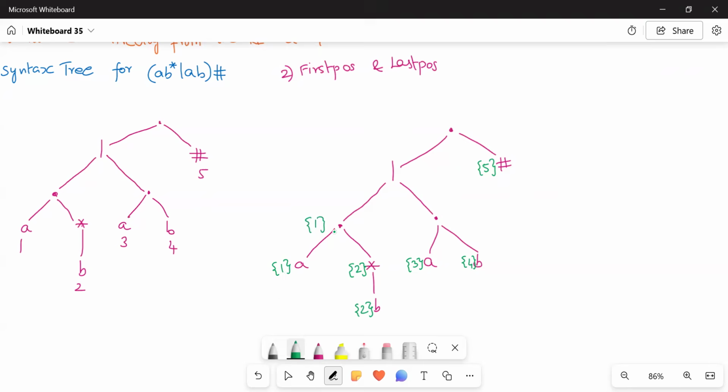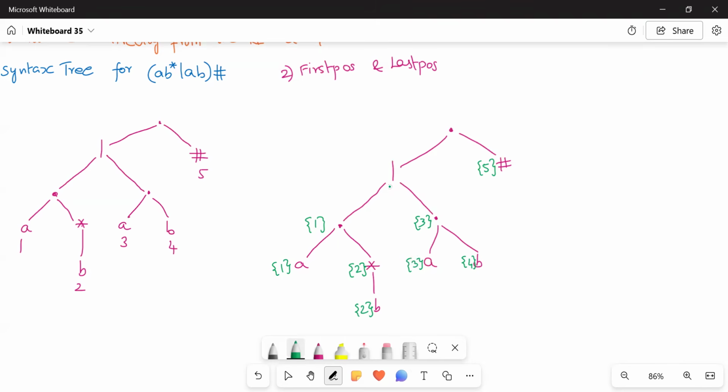So to find first position for a cat node, we need to check whether nullable of C1 is true or not. If nullable of C1 is true, then first position of the node will be first position of C1 union first position of C2. But here it is false. So first position of n will be first position of C1 alone. Now this concatenation node. Here also we need to check whether nullable of C1 is true. Here also it is false, so the first position of this node is the first position of C1. So here we will get 3.